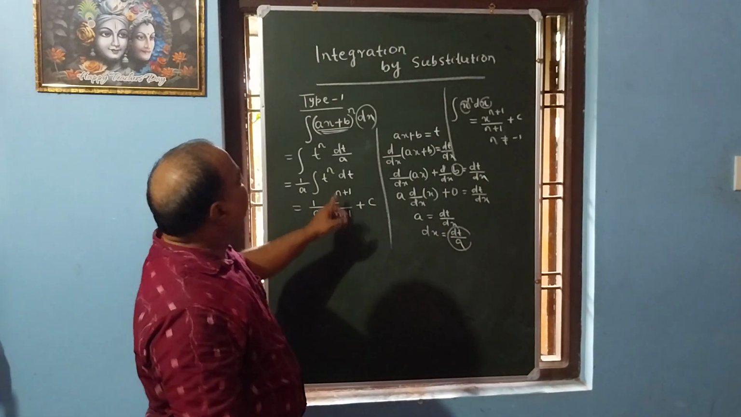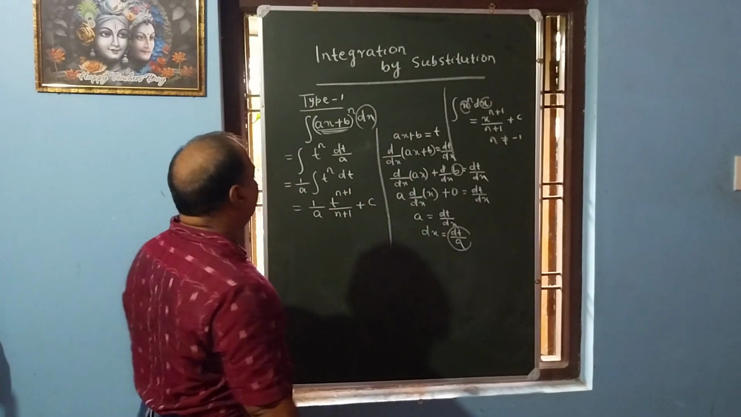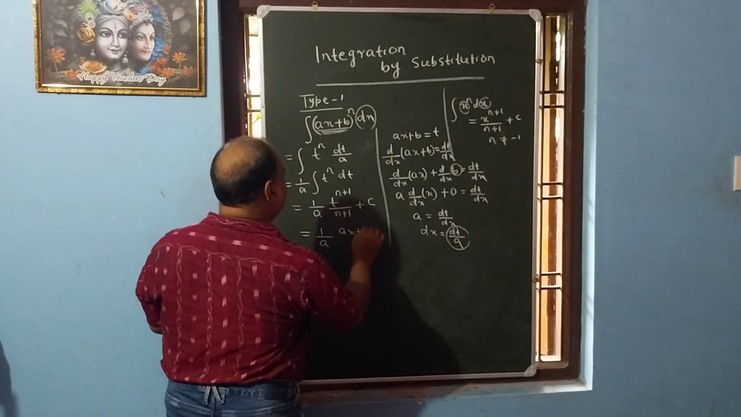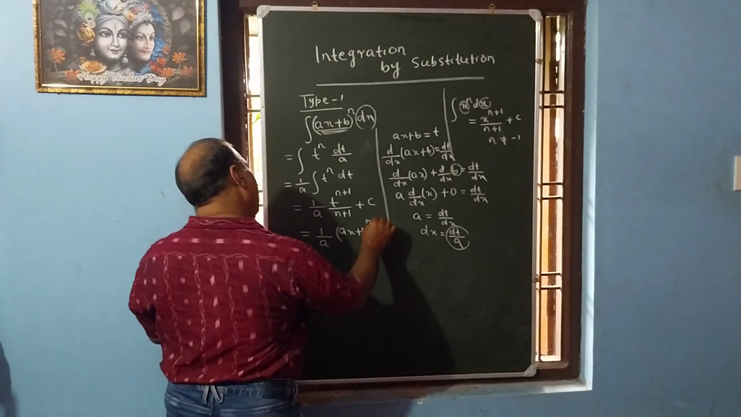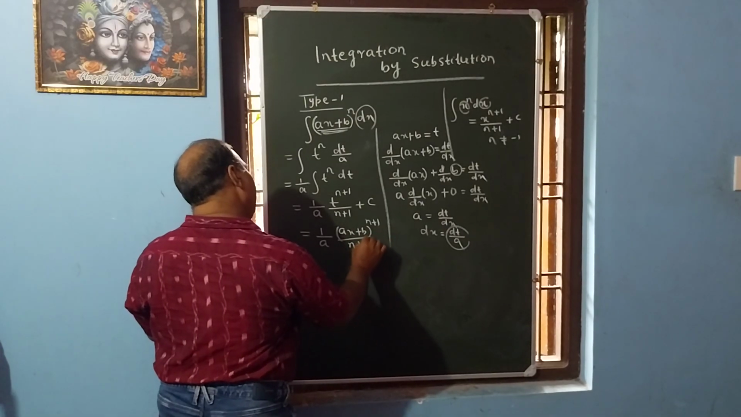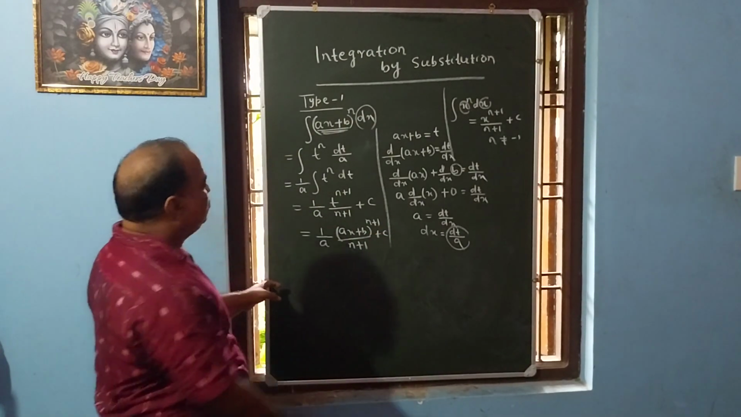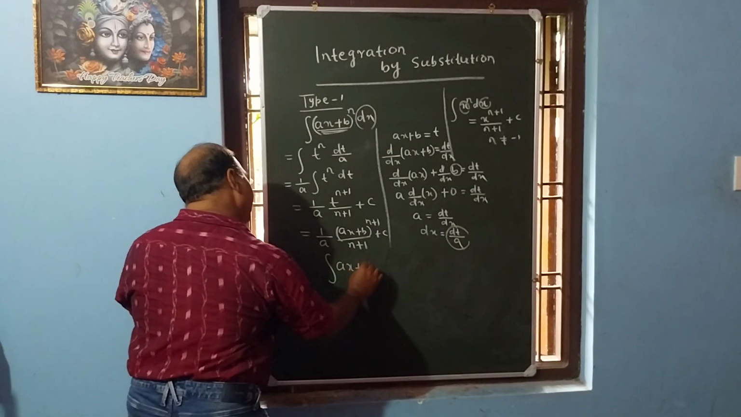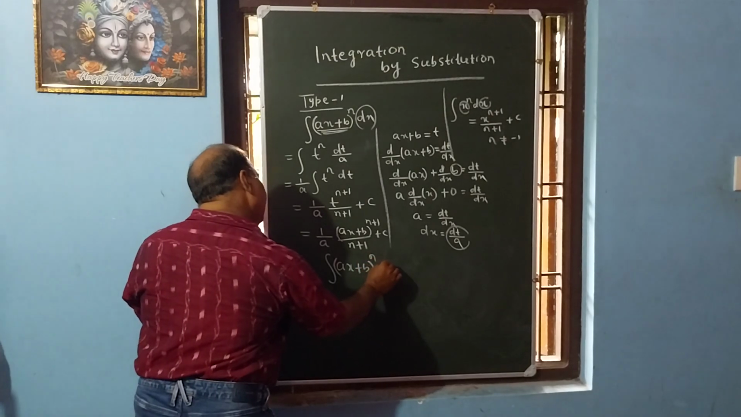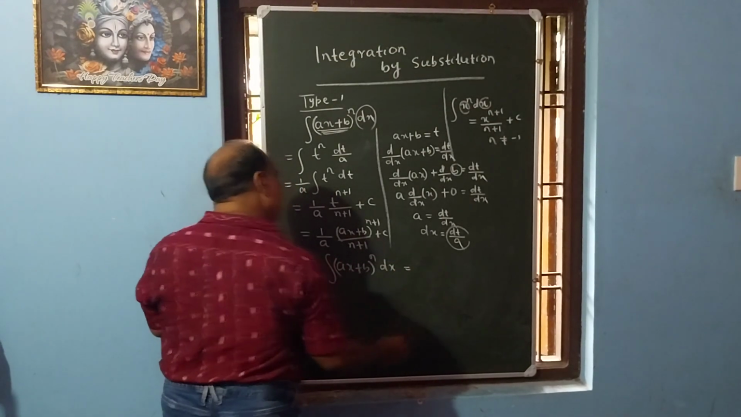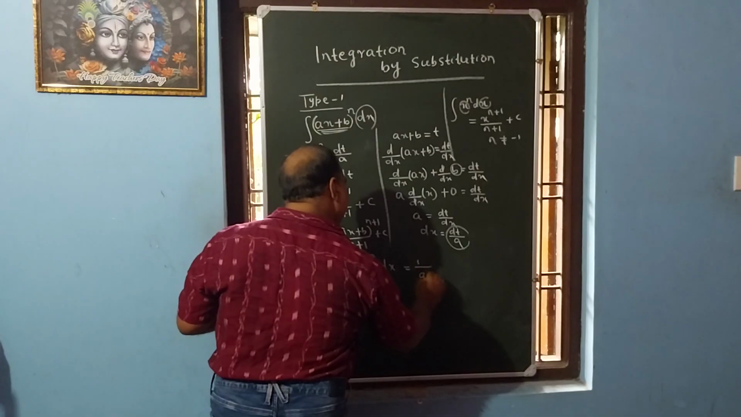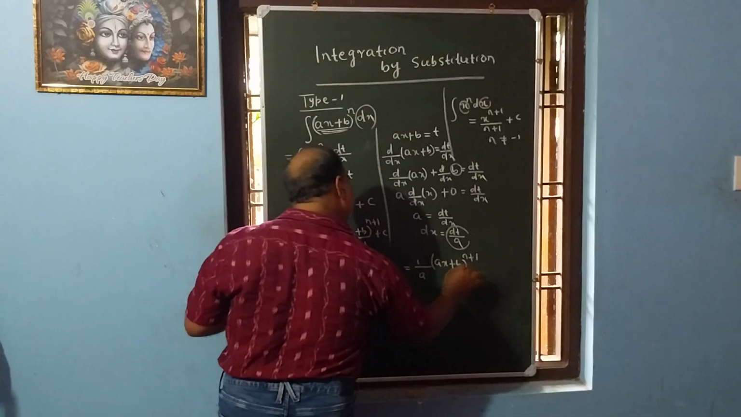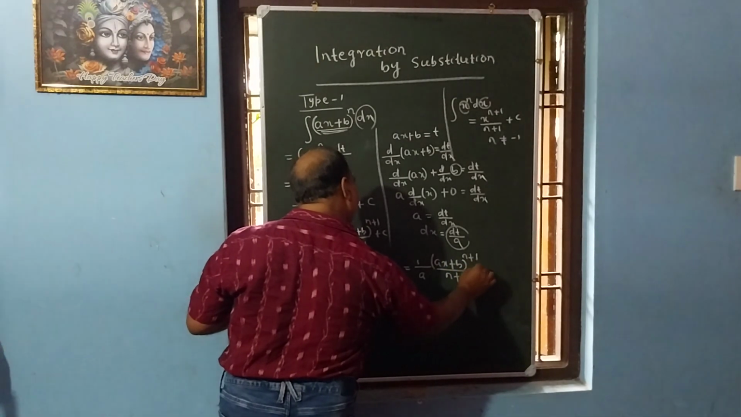So in place of t we have to put ax plus b. So we write 1 by a, (ax plus b) to the power n plus 1 divided by n plus 1, plus c. Okay? So you remember the formula: integration of (ax plus b) to the power n dx is equal to 1 by a, (ax plus b) to the power n plus 1 divided by n plus 1, plus c.